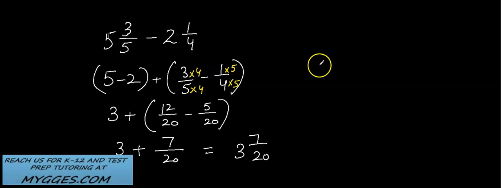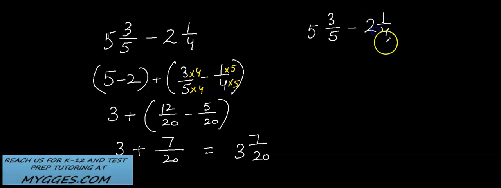Now we can also subtract these by converting these mixed fractions to improper fractions. So let me also show you that. For 5 and 3/5, 5 times 5 is 25 plus 3 is 28. So that would be equal to 28/5. And then 4 times 2 is 8 plus 1 is 9. So that would be equal to 9/4.